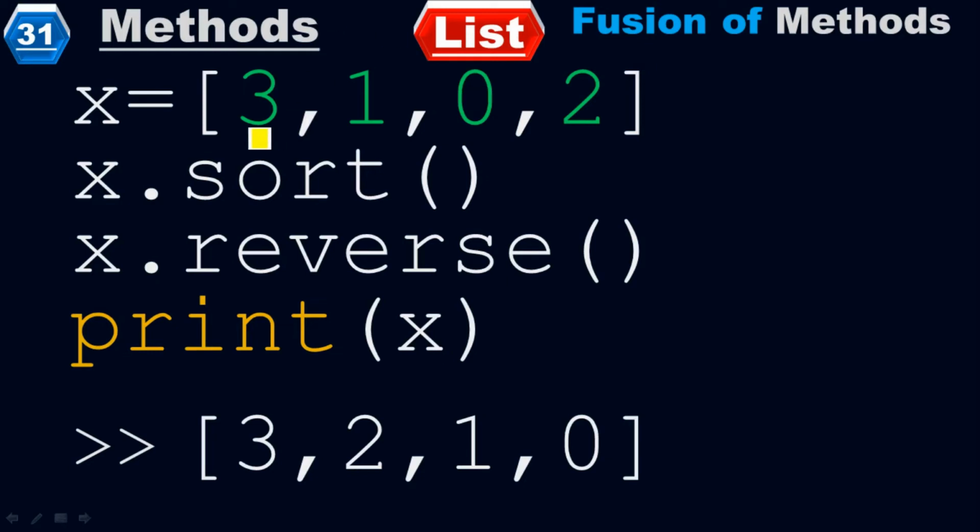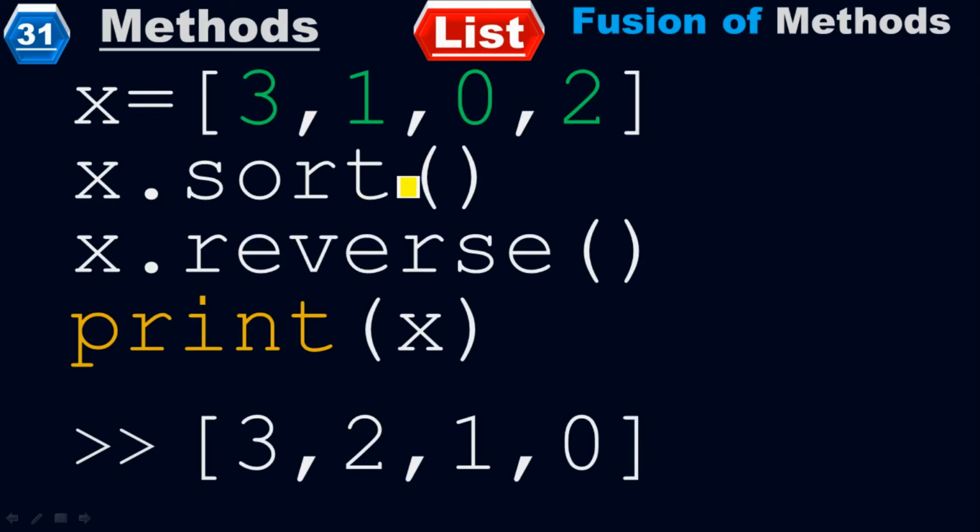Look, the given list is x equals to 3, 1, 0, 2. When we use the sort function, x.sort, what the sort function does is put all the elements in proper ascending order. Look here, in the given list, the items are not in proper ascending order. We have 3 and then 1 and then 0 and then 2. Everything will be in a proper ascending order.